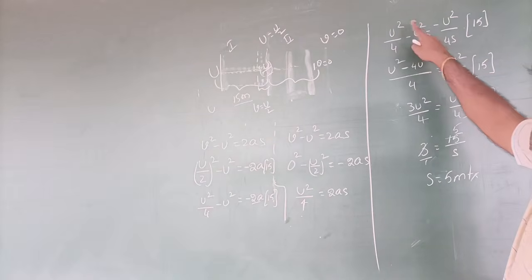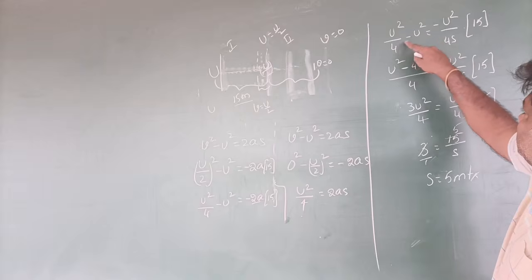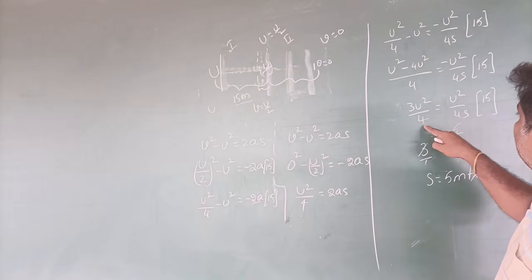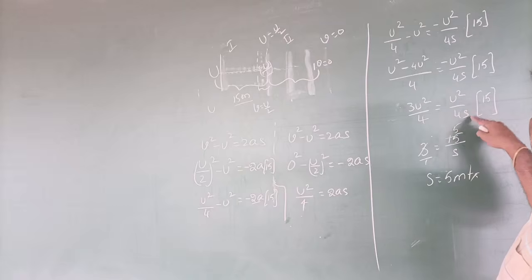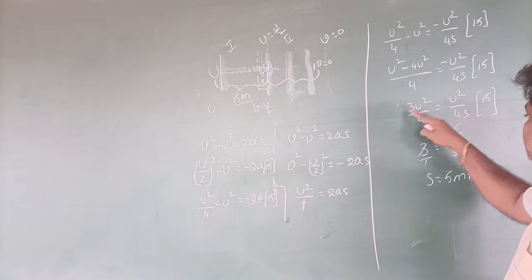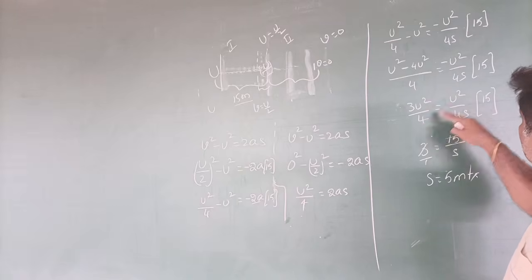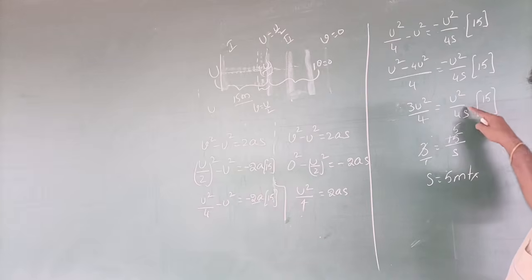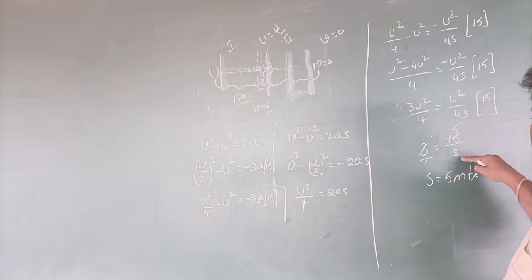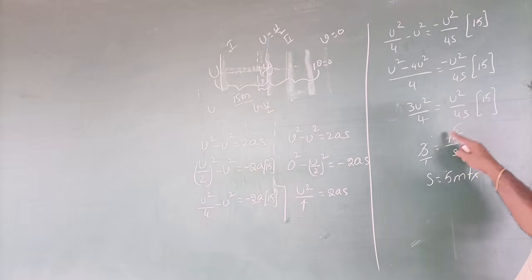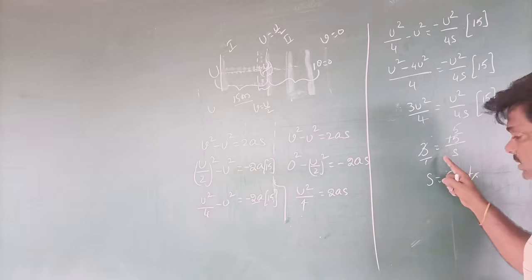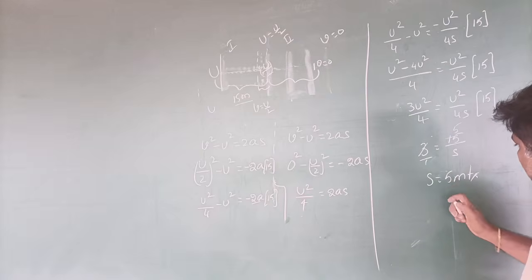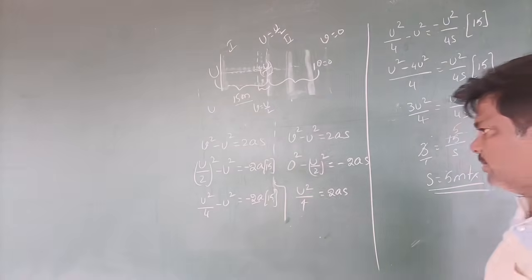And by doing some simple cross multiplication, minus 4 u square you will get here, and finally you will get minus 3 u square by 4 is equal to minus u square by 4s into 15. Minus minus will get cancelled. So u square by 4, u square by 4 will get cancelled. Then you will get 3 is equal to 15 by s. So 3 ones are 3, 3 fives are 15, numerator gets cancelled. Then cross multiplication, s will come this side, 5 will be here. So your answer is 5 meters.